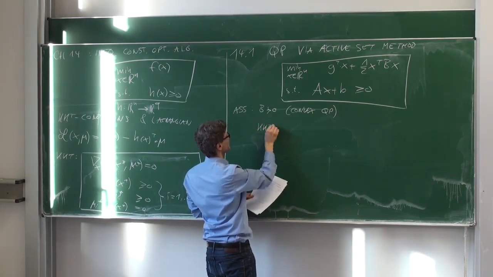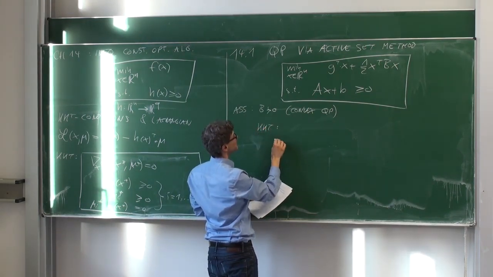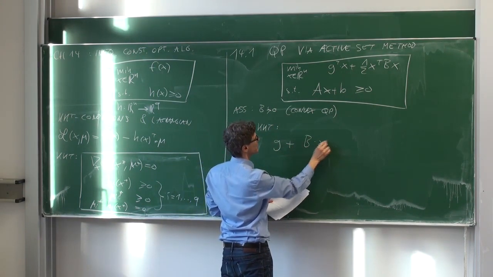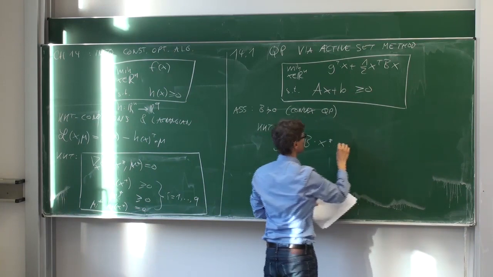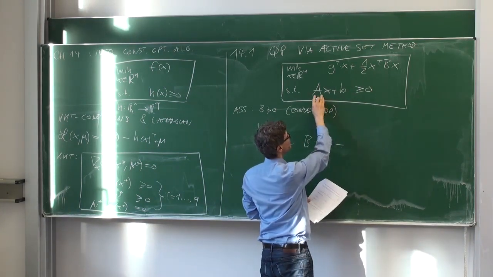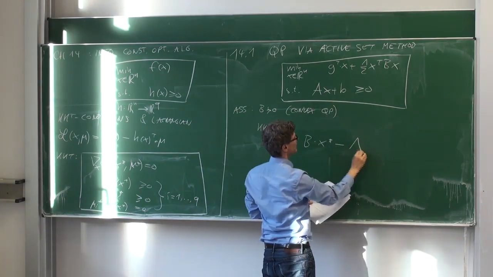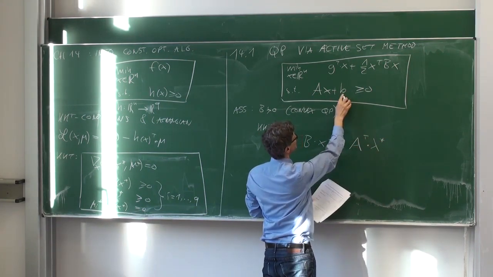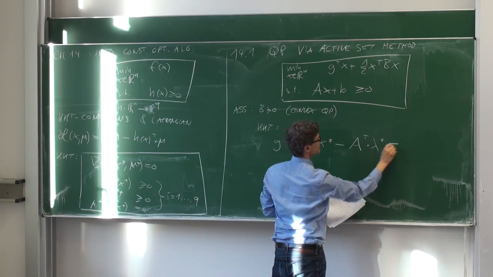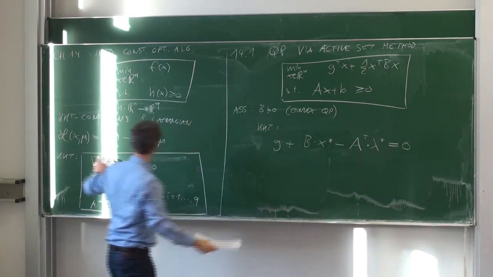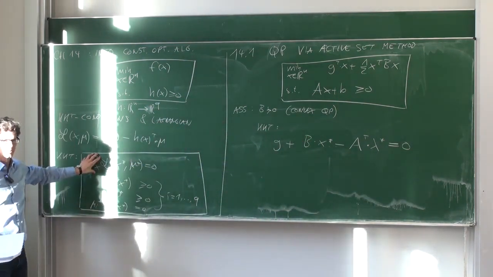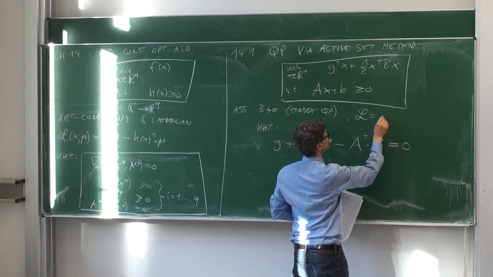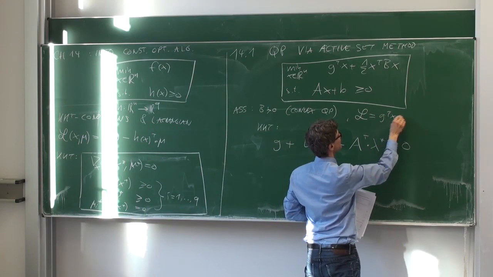So let me just state them. So what are the KKT conditions? They will just say G plus B times x star, that's the derivative of the objective, minus, and then the derivative of this thing is actually A transpose lambda star. There is no derivative with respect to x for this, so this is 0. That's the condition corresponding to this Lagrange gradient condition. Maybe I should first have the Lagrangian, so that we see what the Lagrangian is. It's actually this thing, right?